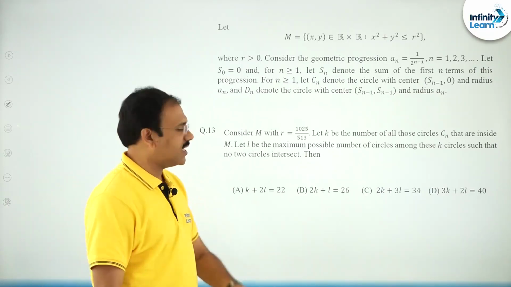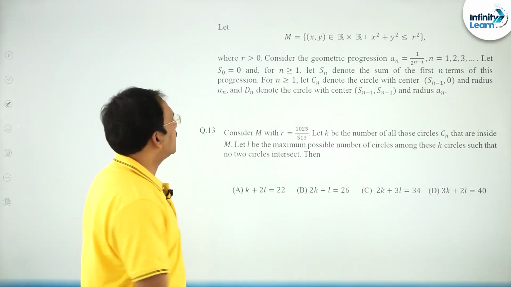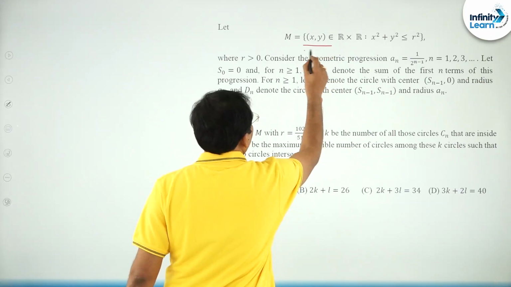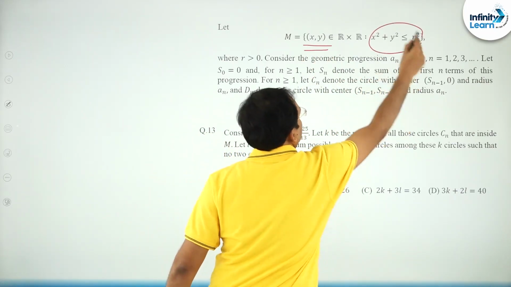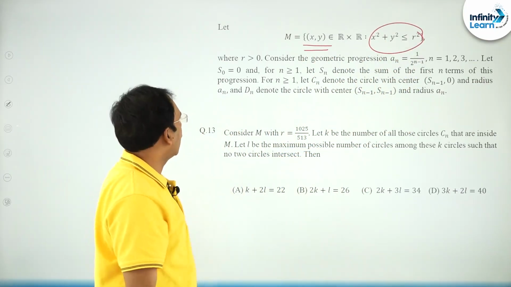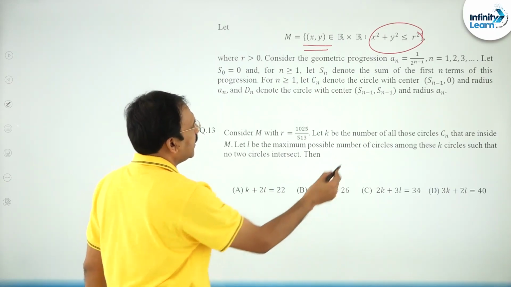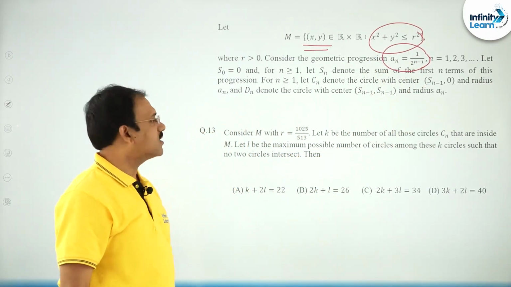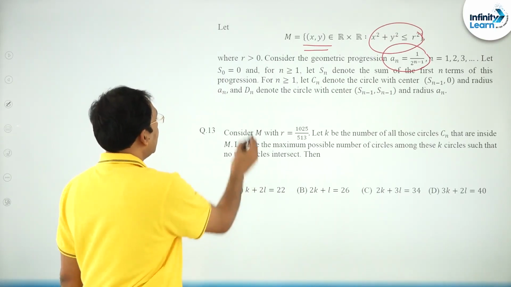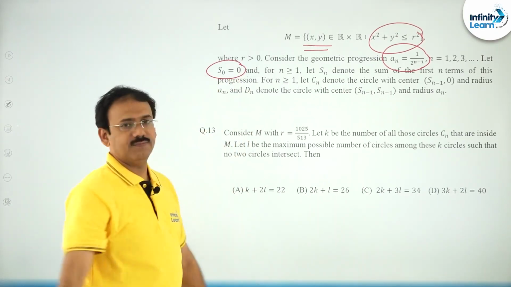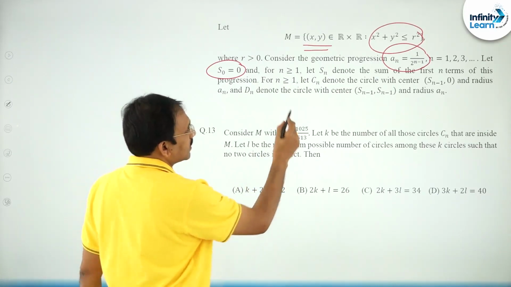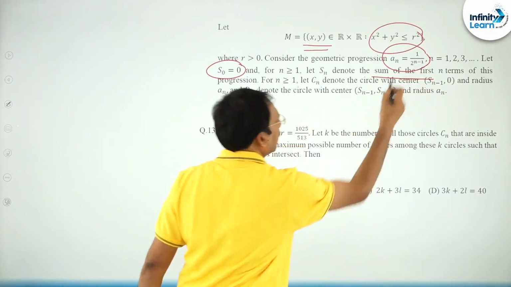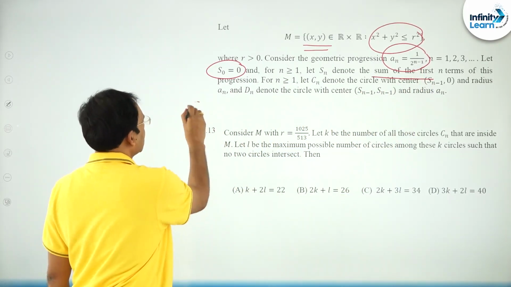Okay, dear students, you see question number 13. M is the set of all (x, y) within the circle with center (0, 0) and radius r. Of course, a_n is a geometric progression, 1 by 2 power n minus 1, and S_0 is 0, and S_n denotes the sum of the first n terms of this GP. You just find out S_n.